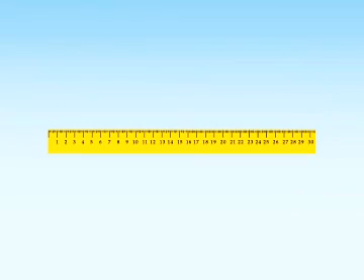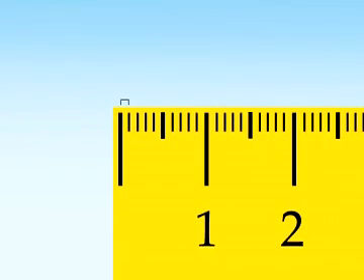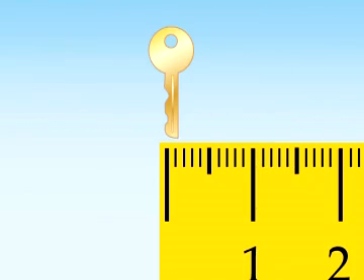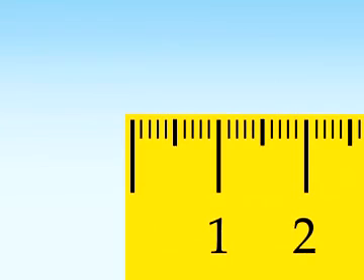We can measure in millimeters. A millimeter is smaller than a centimeter. 10 millimeters put together make 1 centimeter. A millimeter is about as wide as this penny. A millimeter is about as wide as this key. A millimeter is very small.